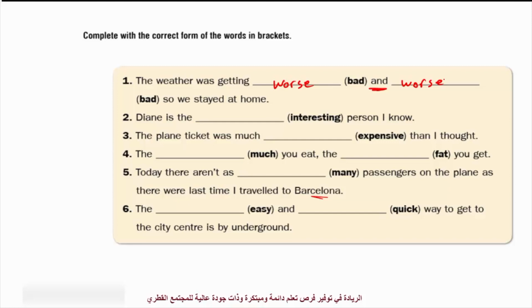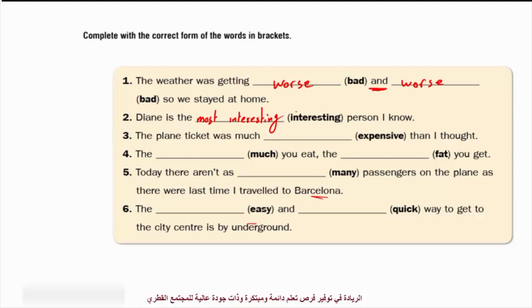Question 2. Diane is the most interesting person I know. Now, the speaker is trying to compare Diane with all the other people he knows. That's why we need to use the superlative rule. In this case, it will be the most interesting. Diane is the most interesting person I know.